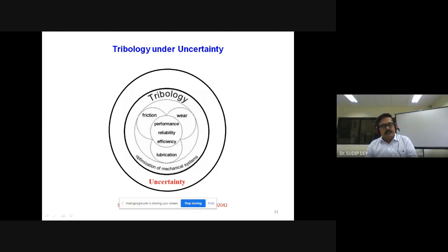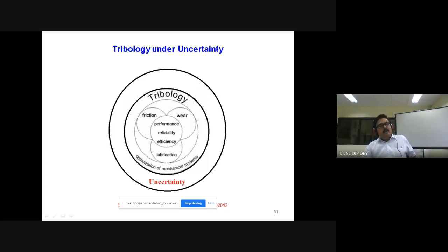Not only the bearing, if you think of the other mechanical components like gears, cams, brakes, seals, all these rolling and sliding components are always subjected to uncertainty. So there's a big area wherein nobody has touched the analysis of uncertainty.